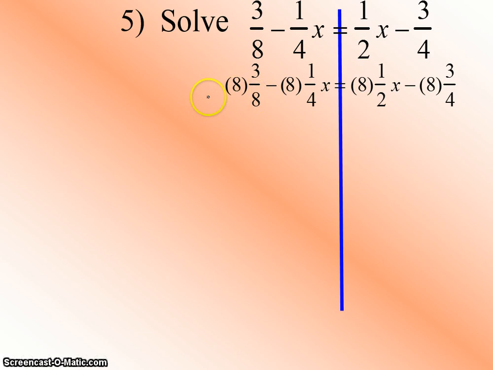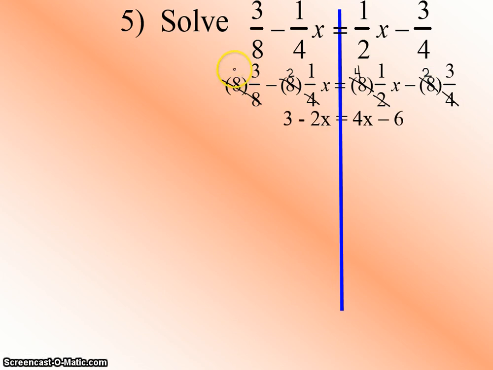Now, if we do that, this 8 will cancel off this one and leave me just 3. This one will cancel out and leave 2 times 1. This one will cancel out and leave me 4. And this one will go and leave me 2. So let's see what that finally gives us.